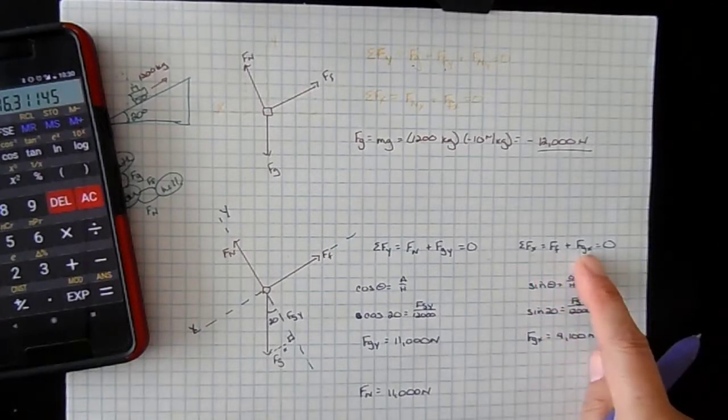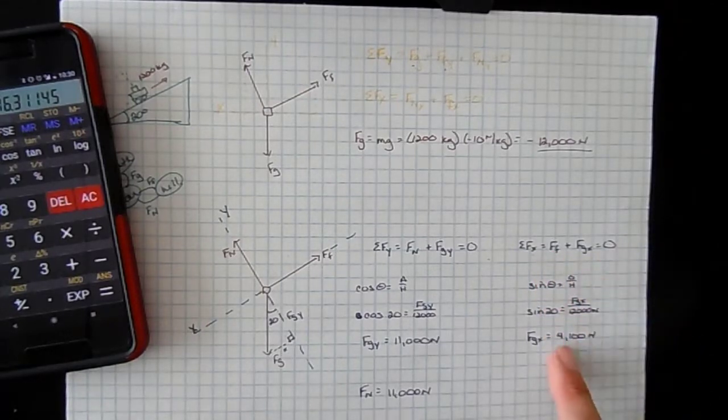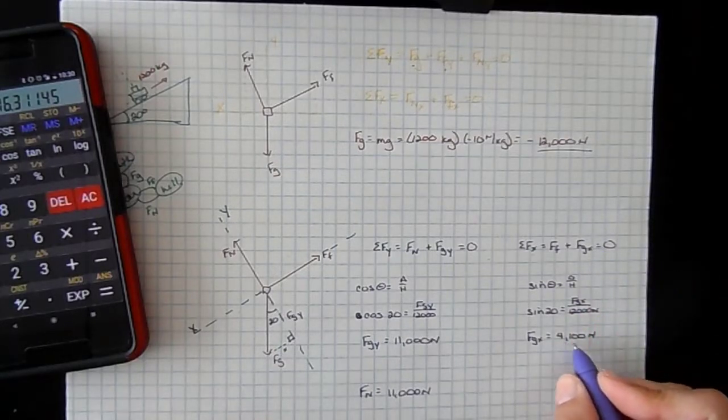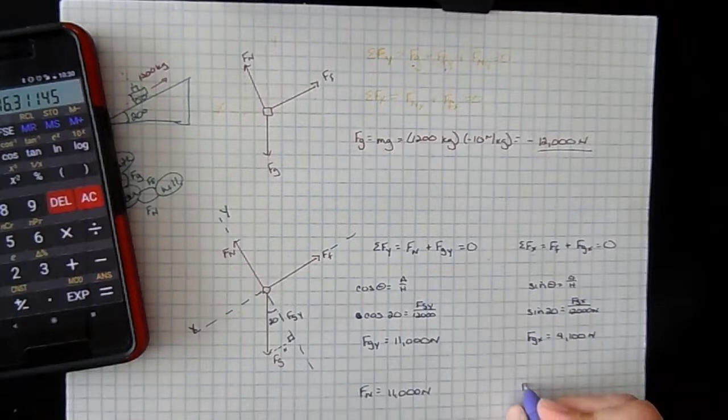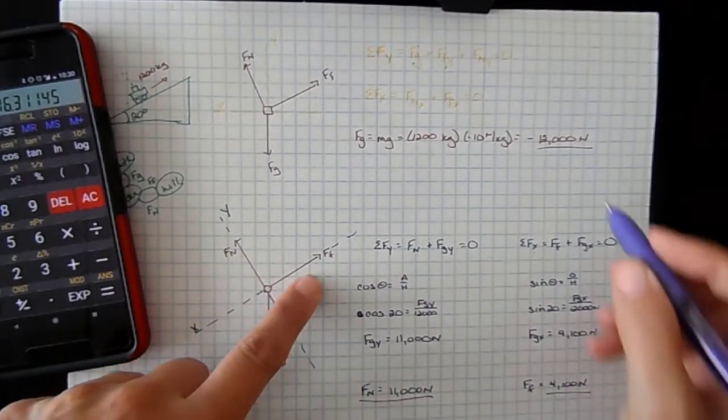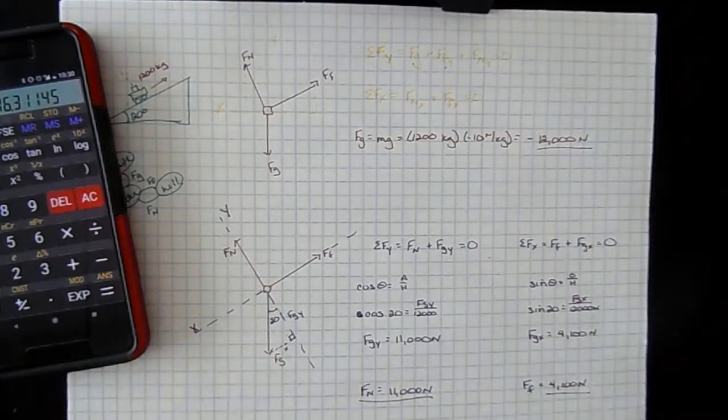Same thing over here with our x component. Force of friction plus our x component of gravity will equal 0. So if the x component is going to be 4,100 newtons, then our force of friction will also be 4,100 newtons. So now we found our normal force, we found our friction force, and we found our force of gravity. So we found all of the forces just by tilting our axis and finding the gravity.